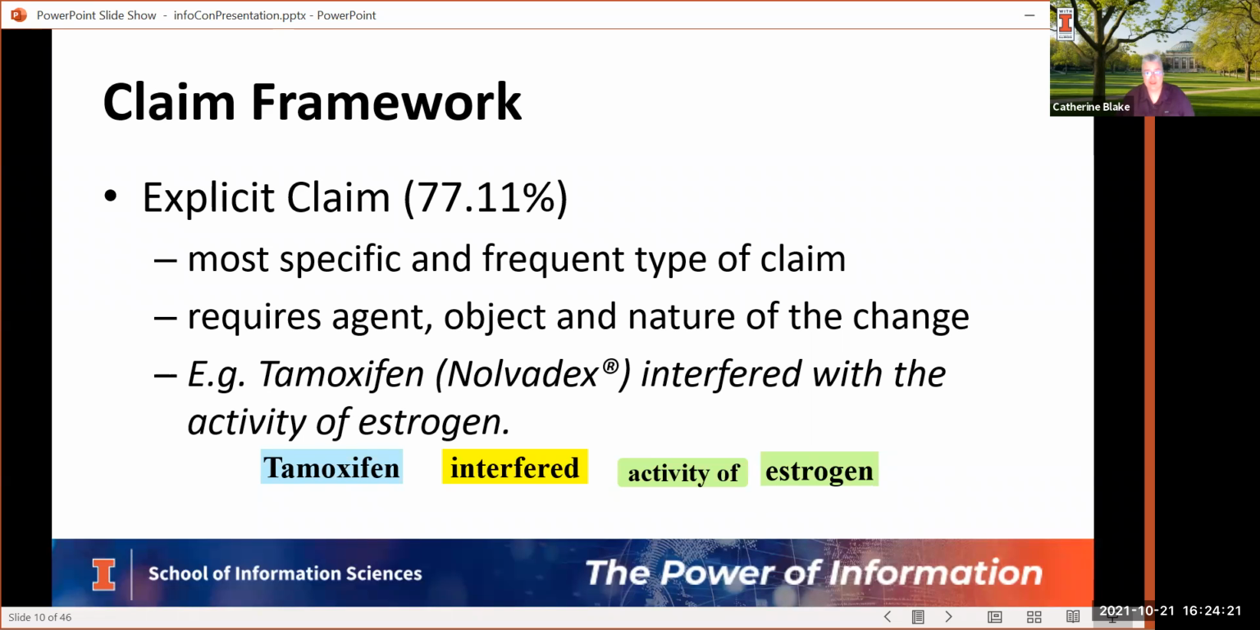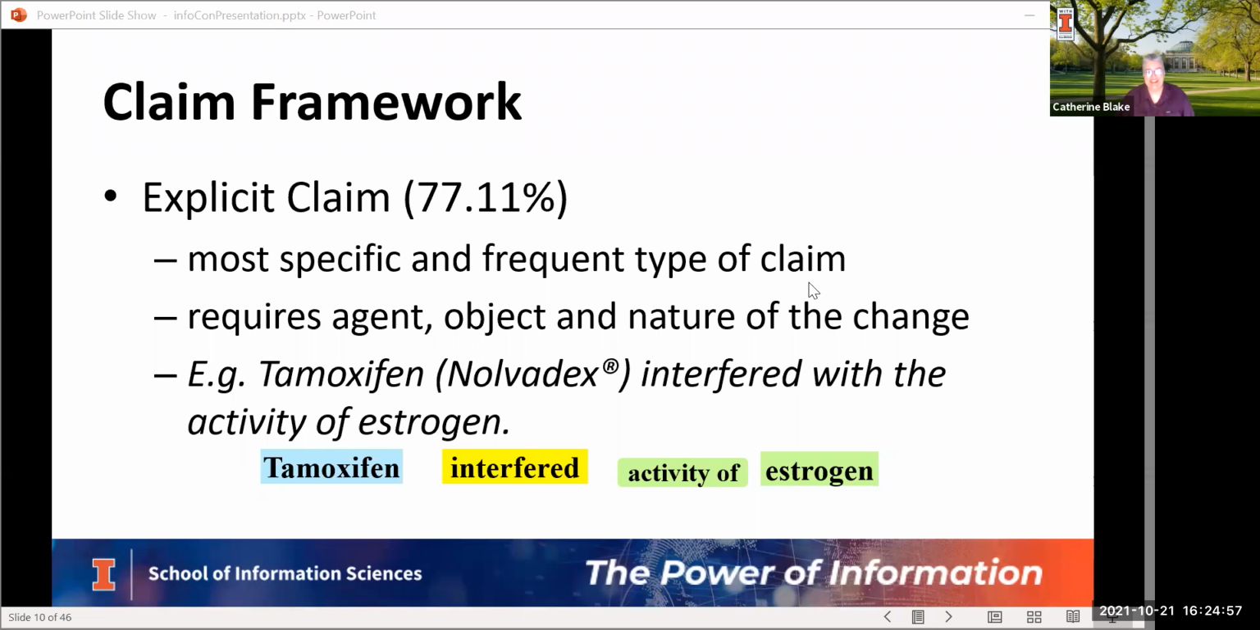And I'm going to ask you guys now, can you see another claim? Tamoxifen interfered with the activity of estrogen. Did anything else interfere with the activity of estrogen? I'm going to see if I can find my chat window. There we go. You can just pop it in the chat window if you can. What's the other agent that's interfering with the activity of estrogen here? All right, looks like we've got a shy crowd.